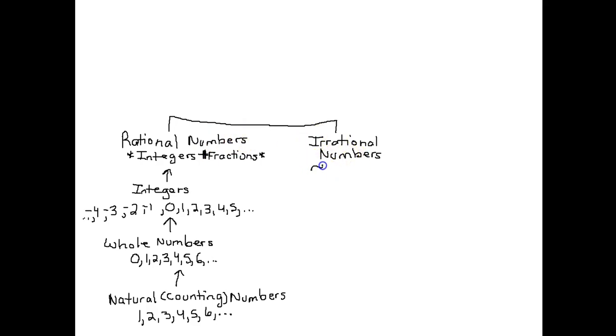Irrational numbers would be numbers like pi, e, square root of 2, numbers like that, where you can't express them as fractions. And if you were to try to write them as a decimal, the decimal goes on and on and on forever, never stops and never starts over. But these are all part of your real numbers.